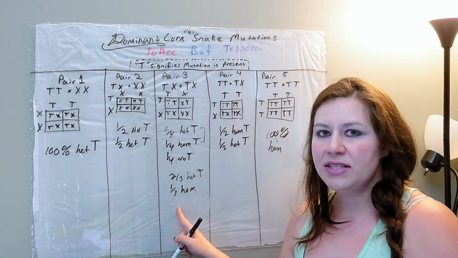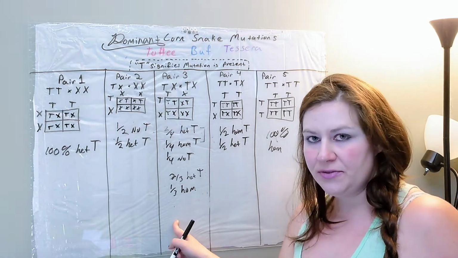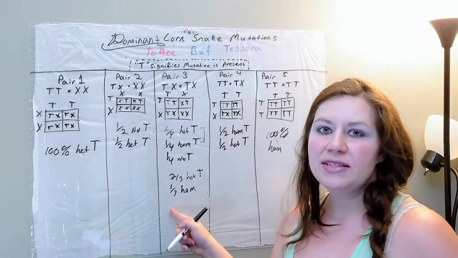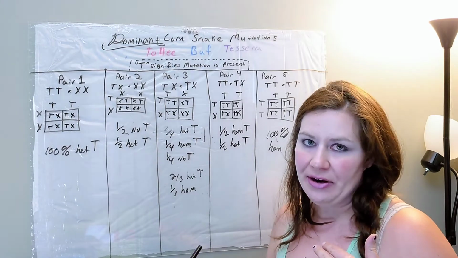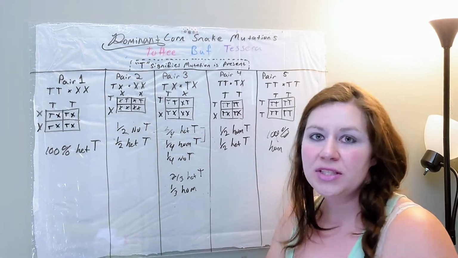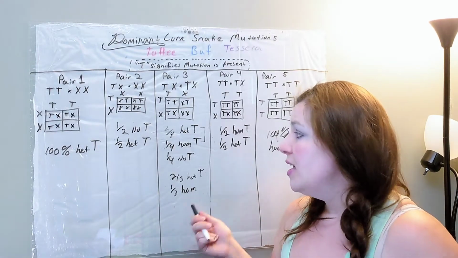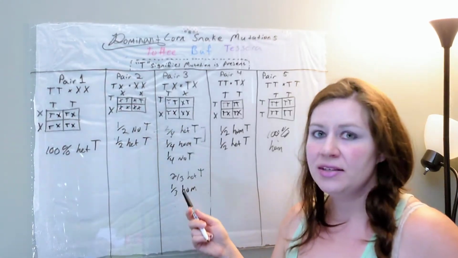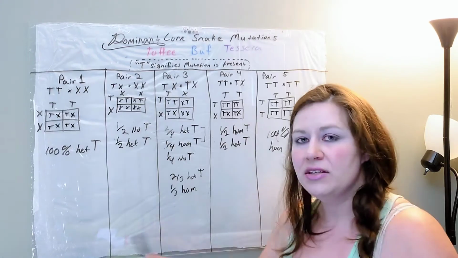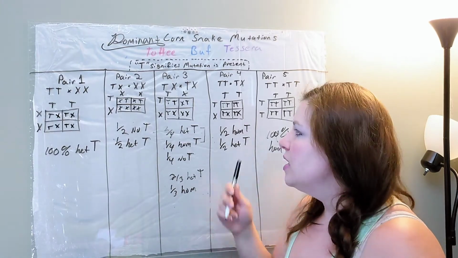Now you might recognize this 2 out of 3, 1 out of 3 from the recessive video, and that's when we were breeding, say, 2 het aneries together to produce normals, some of which may be het anery and some of which may not be het anery. In this case, we know which snakes at least have the tessera gene. It's sort of flipped the other way around.